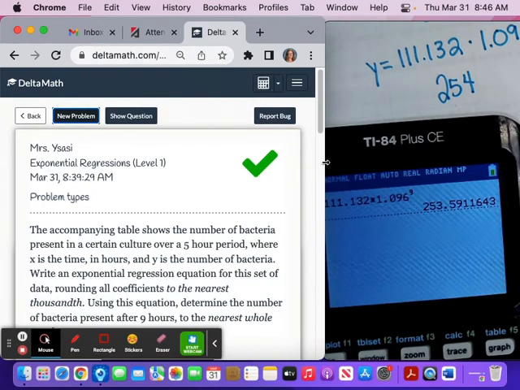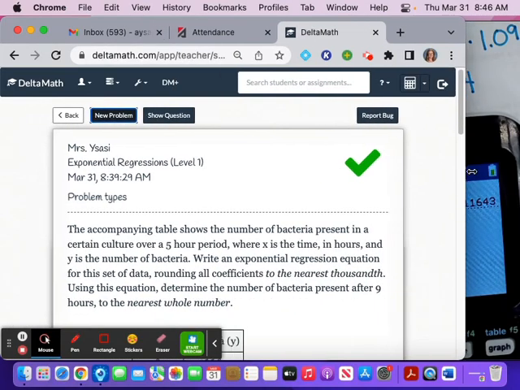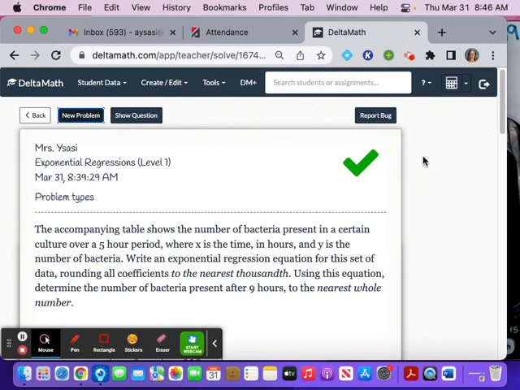All right, so you'll need to finish these. I think there's only 2 of these, right? So finish these and then work on your review. I'll post the answer key to the review on Google Classroom.